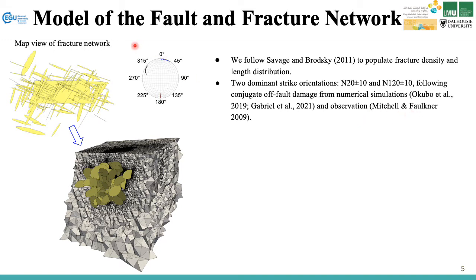As shown by the stereonet, we populate fractures into two families with strike lines to north 20 and north 120 with a standard deviation of 10 degrees. We use the industry standard software FracMan to generate the fracture network using the nearest neighbor algorithm. The fracture radius size spans from 18 meters up to 2 kilometers.